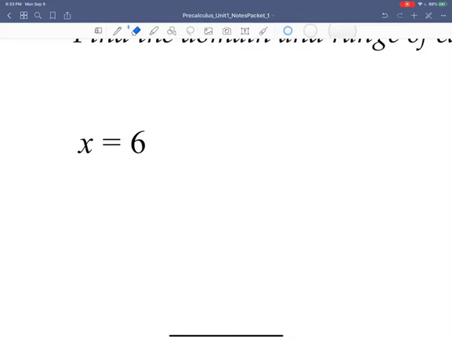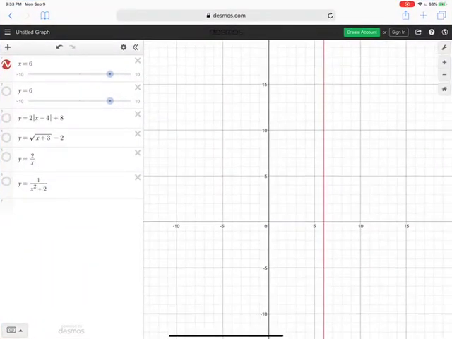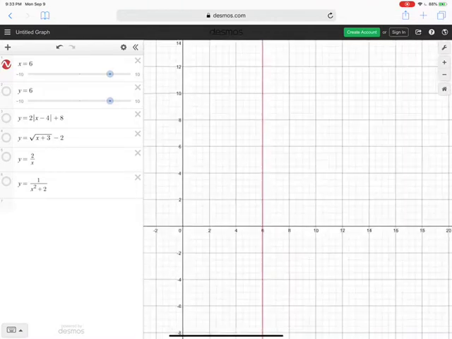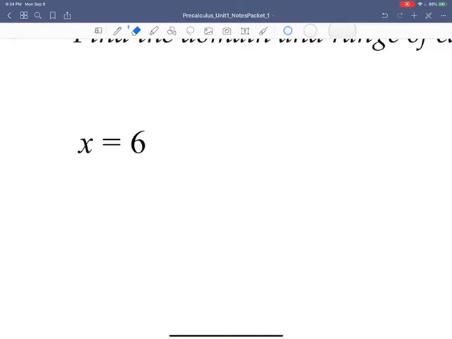The graph of x equals 6 is a vertical line. This is what it looks like. Here's the graph of x equals 6. So let's give the domain and the range of x equals 6. Well, there's only one domain value. Guess what it is? 6. So we're going to say domain equals, and then since there's only one value in the domain, we can use set notation. Open curly brace, 6, close curly brace.